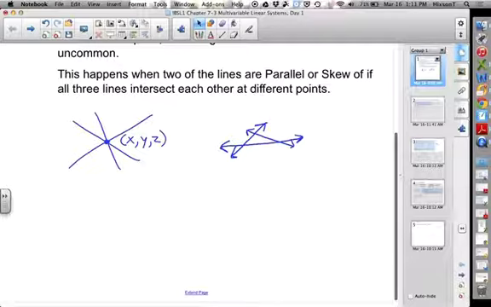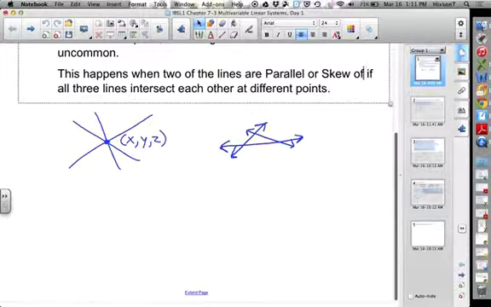Now, sorry, do you mean to say or after skew? Yeah, oh, yeah, thanks. There we go, thanks.